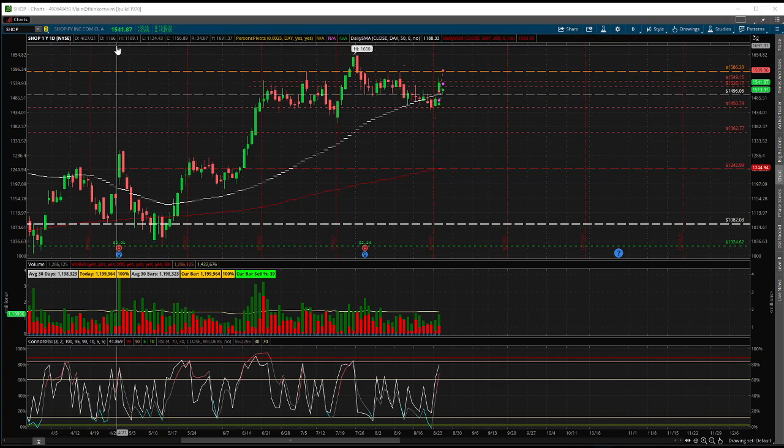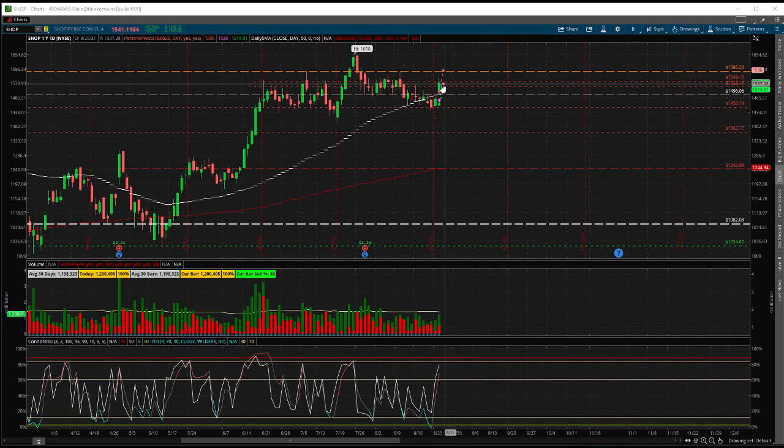So if Shopify ends the day at around 1540, which is where it is right now, and tomorrow it opens either flat or with a mini gap down, for example at 1535 or 1540, I would definitely take a call and bring it all the way up to about 1586. That would be the first price target for Shopify.